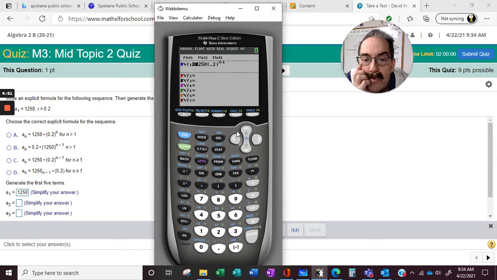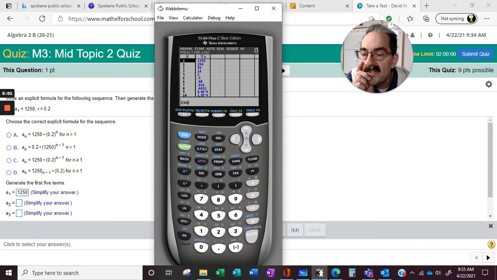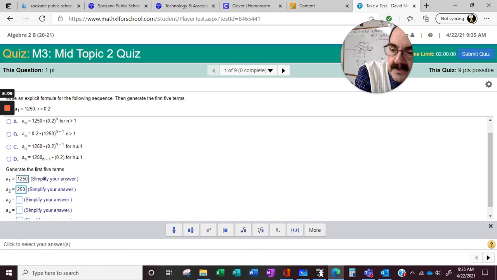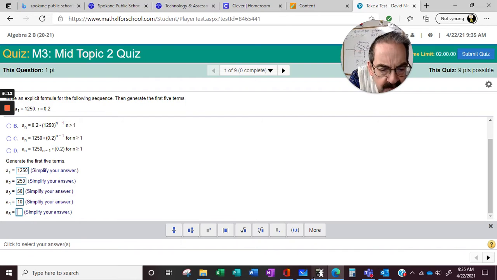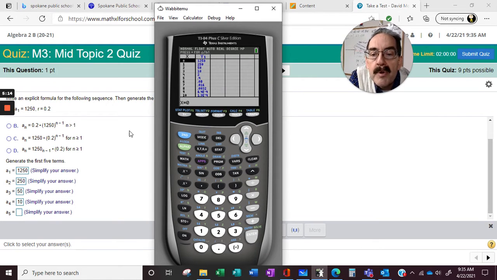In y equals, my bad. Delete. Yep. Okay, second function, because our start value is 1250, then it goes to 250, 50, 10. The fifth data point, 0.4.